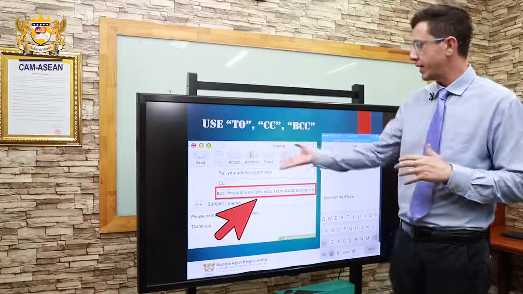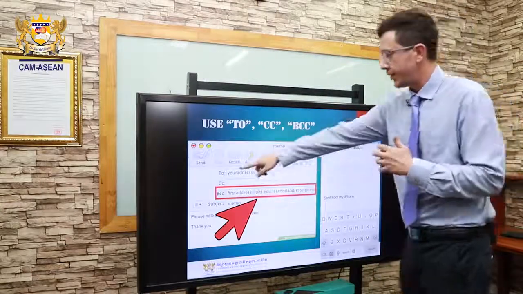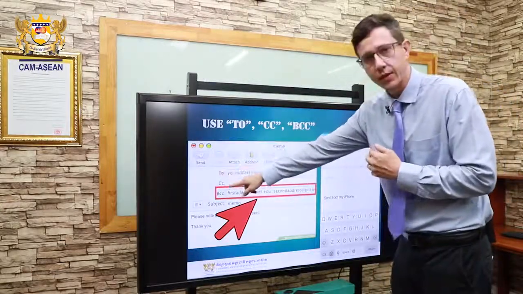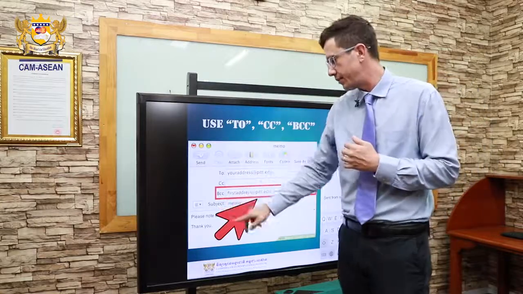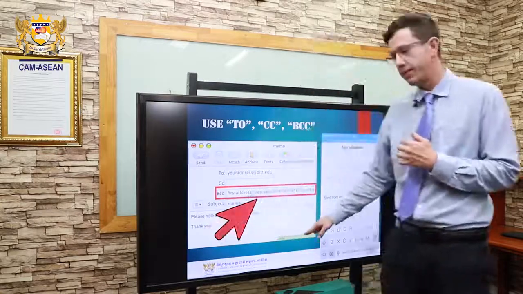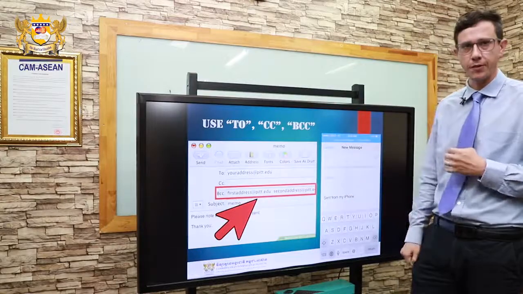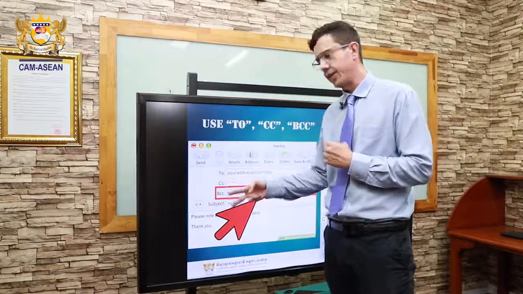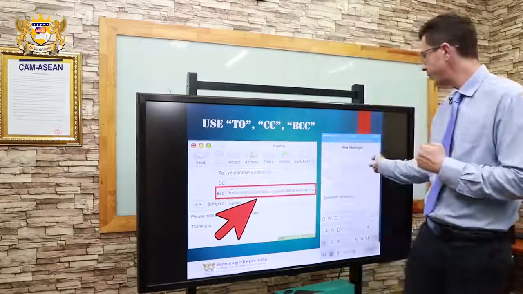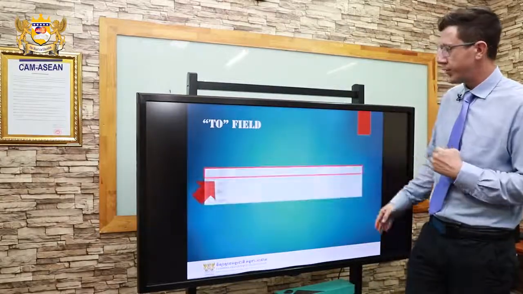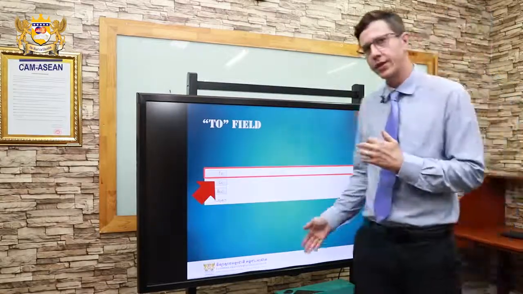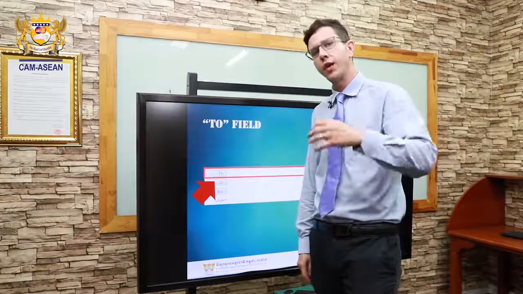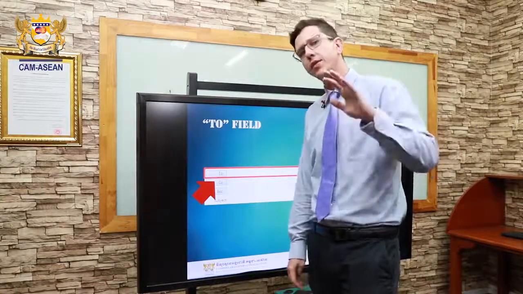So usually when we look at an email, you see something like this. It'll say To, CC, BCC, Subject, and then this is where you will write your email. Same with your phone. So what's important is to talk about these parts. First things first, To. What is To for? To is who do you want to talk to? To is for the people that you want to do something.